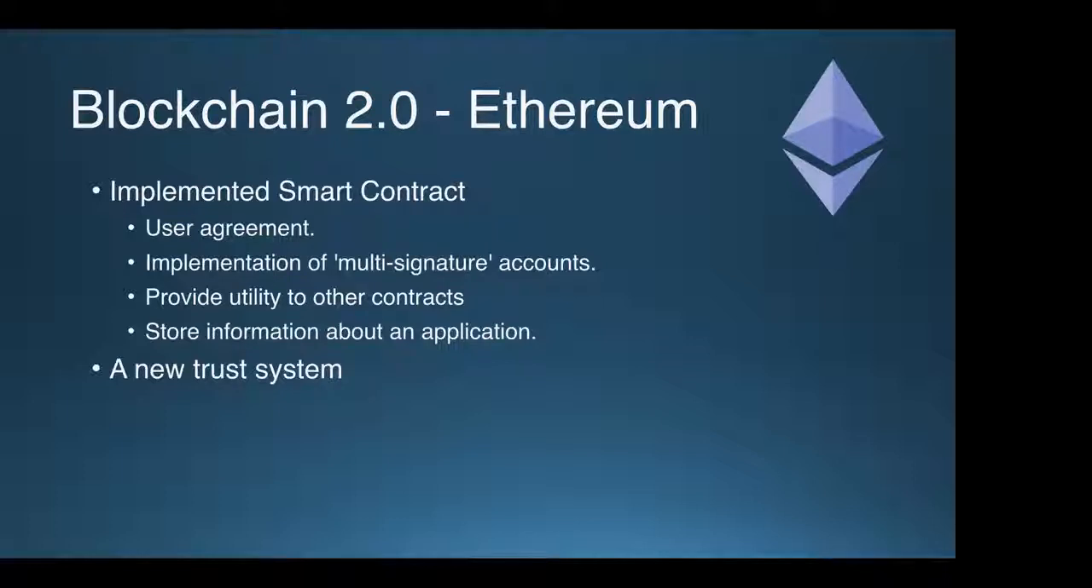So things we can do with smart contracts is that we can create user agreements, we can implement accounts that multiple people have to sign something for the balance transfer to begin, and then we can store more information about the application. So basically, Ethereum is enabling the blockchain to do more complicated business processes other than just a money transfer. So blockchain 2.0 created a brand new trust system. From a financial system, we created a new mechanism for trust. So that is what Ethereum has done.